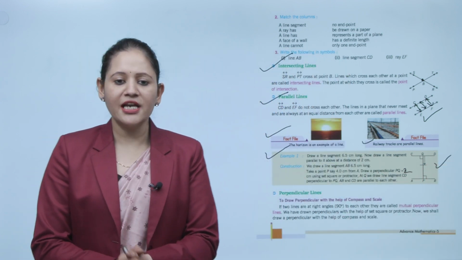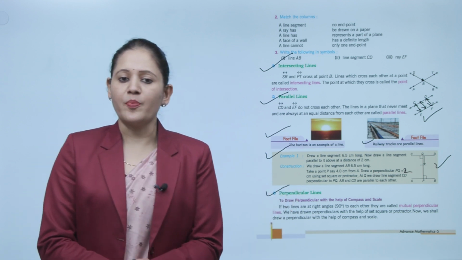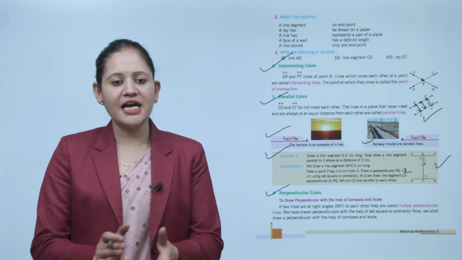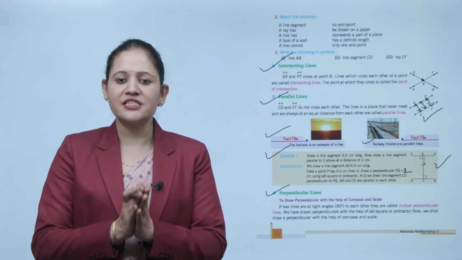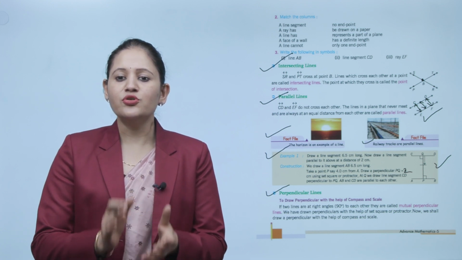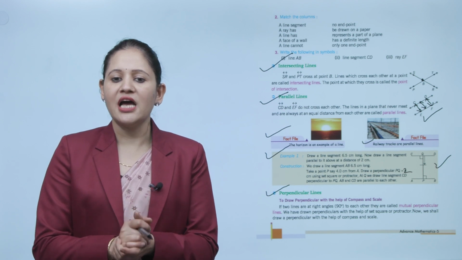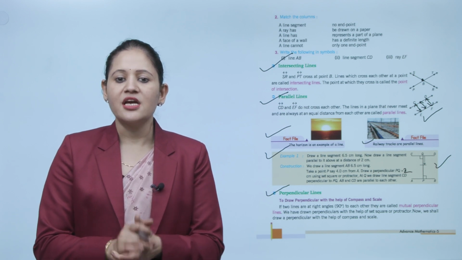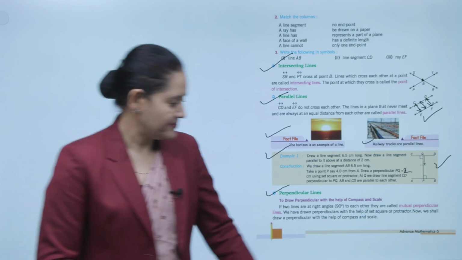Next is perpendicular lines. To draw a perpendicular with the help of compass and scale: if two lines are at a right angle of 90 degrees to each other, they are called mutually perpendicular lines. We have drawn perpendiculars with the help of a set square or protractor. Now we shall draw a perpendicular with the help of compass and scale.